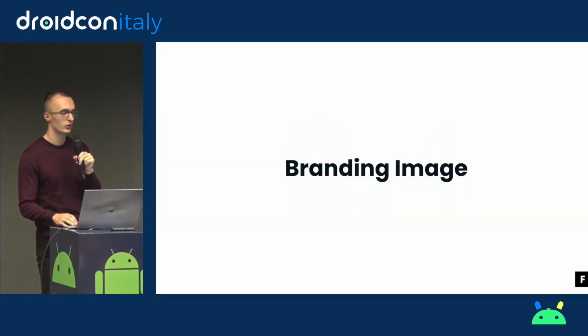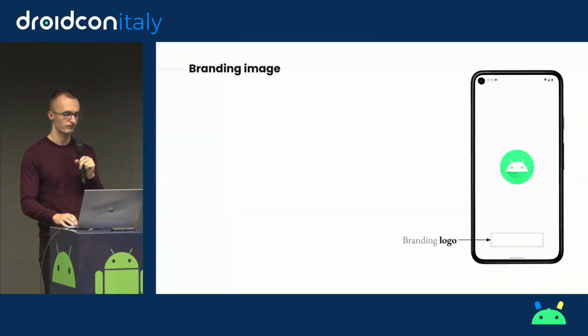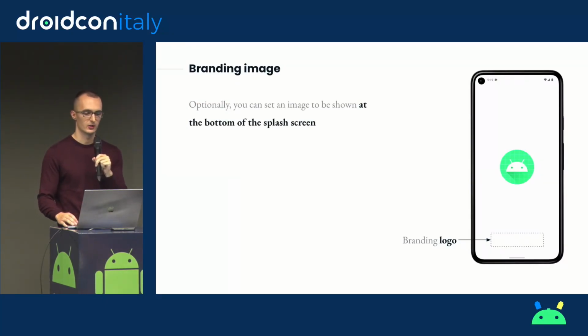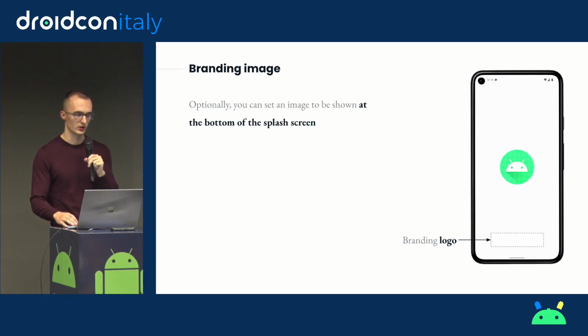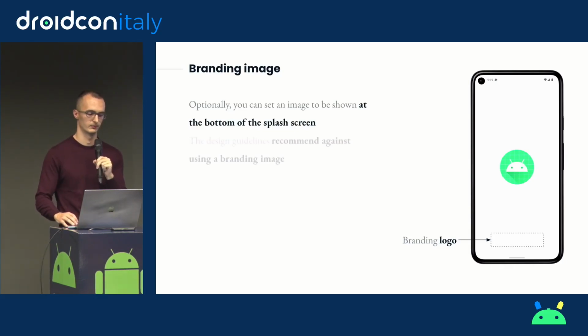And the last thing that we are going to customize regarding the appearance of the splash screen is the branding image. Optionally, you can choose to set an image that's going to be shown at the bottom of the splash screen. The thing here is that you cannot change the position of the branding image. You do not have control over the position. The branding image is displayed at the bottom of the splash screen, and you cannot modify this behavior.